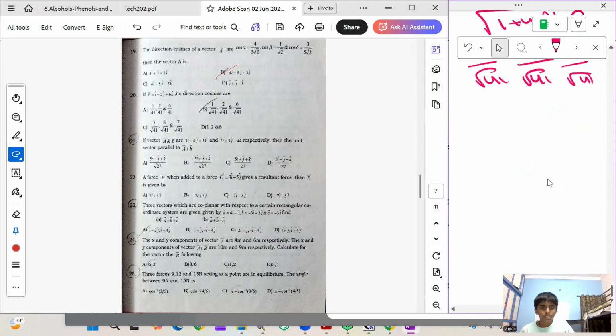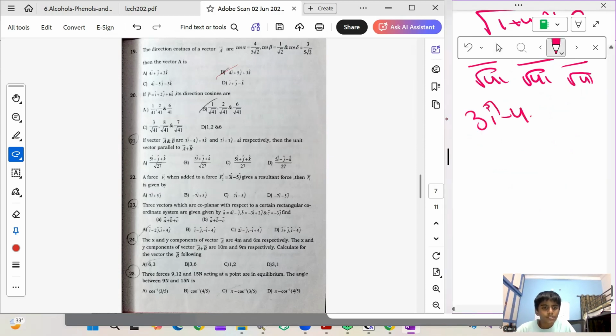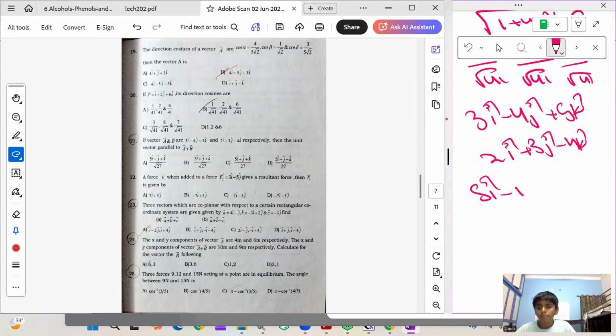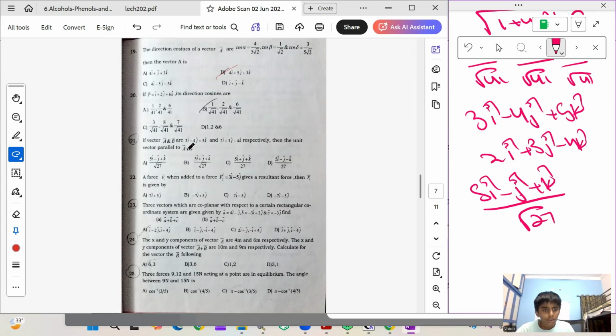Next, 21st question. If vectors A and B are 3i cap minus 4j cap plus 5k cap and 2i cap plus 3j cap minus 4k cap, find the unit vector parallel to A plus B. First, A plus B would be 5i cap minus j cap plus k cap. And the magnitude of this is root over 25 plus 1 plus 1, root over 27. So this is the unit vector. Option A.